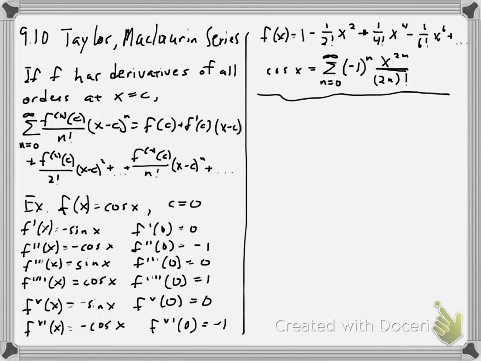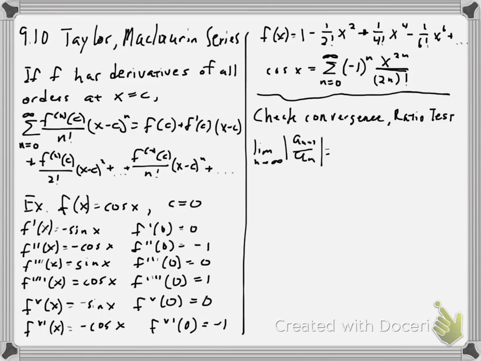So now what we can do with this is check the interval of convergence for this representation of cosine. We're going to check convergence with the ratio test. So if we look at the limit as n goes to infinity of a sub n plus 1 divided by a sub n, we get that this is the limit as n goes to infinity.